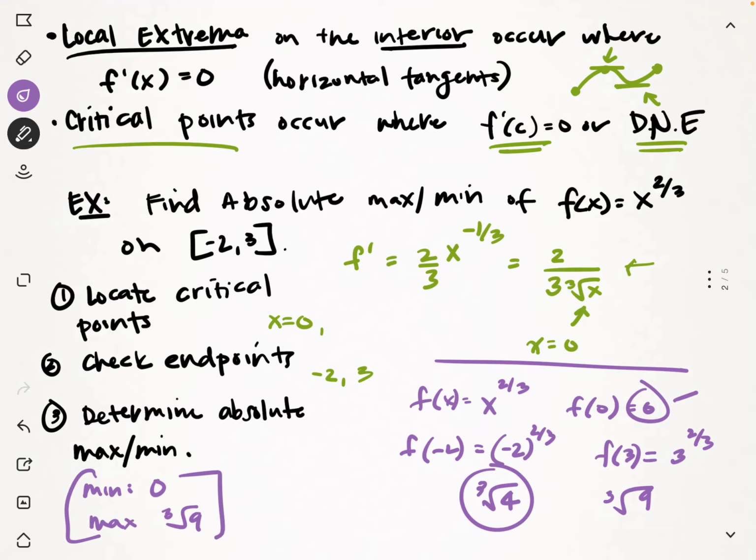Okay, so not too bad, right? We just have to determine where our critical points are. We determine that by finding where our derivative is equal to 0 or does not exist. We also take the endpoints, we plug all those things in, and we find which one is the smallest and which one is the largest to figure out which is the absolute min and max over our interval -2, 3.